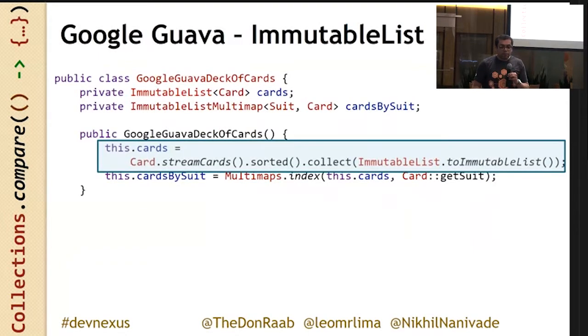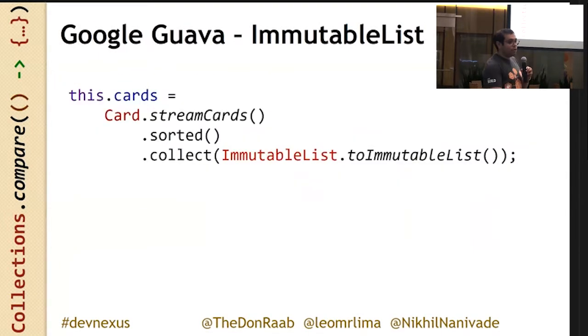Okay. The next one is Google Guava, similar to that. Guava is very interesting because they have their own collectors, as does Eclipse Collections. However, they have their own immutable list collector. Now this is cards.stream, so it's getting a stream. You're sorting the stream, and then you're collecting into an immutable list, which is the Guava immutable list. Okay. Does this make sense?